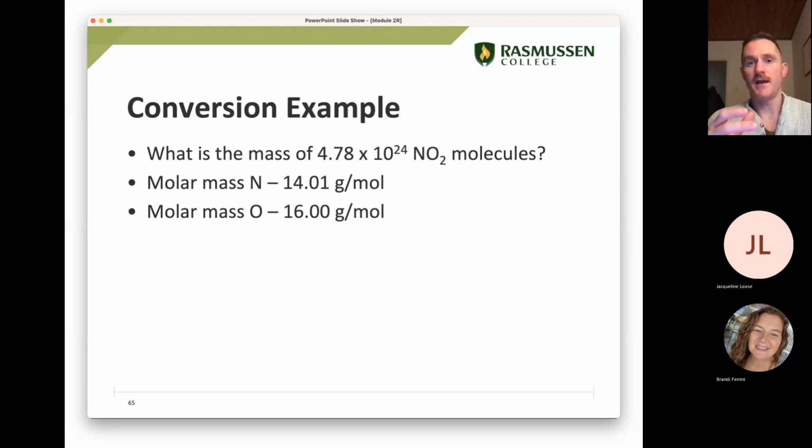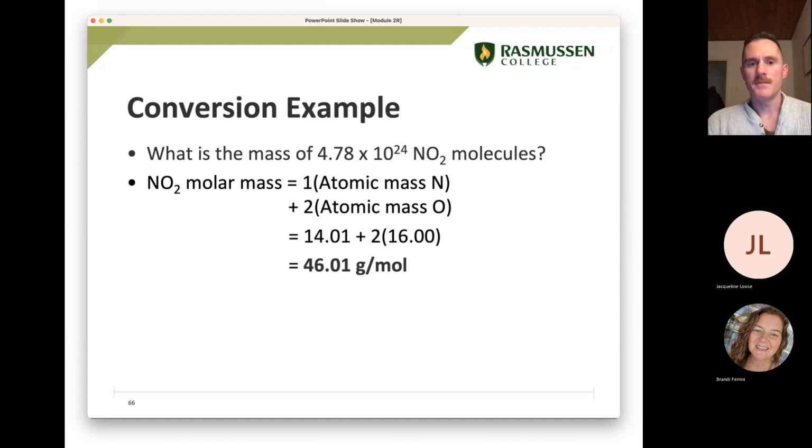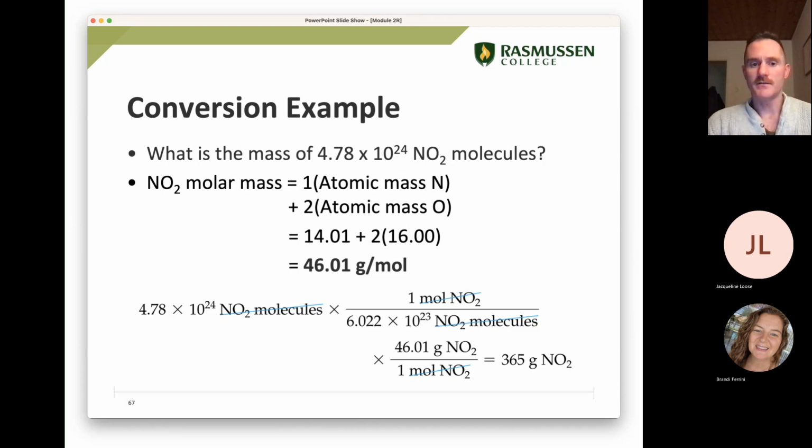Let's do it for nitrogen dioxide as well. Same principle. So we get the molar masses from the periodic table, and all we have to do is multiply each of those by the number of them there are. So there's one nitrogen, so the molar mass of nitrogen is 14.01, and then we add that to 2 times 16, which again is the molar mass of oxygen, and we get 46.01 grams per mole. So 46.01, that's our conversion factor, right?